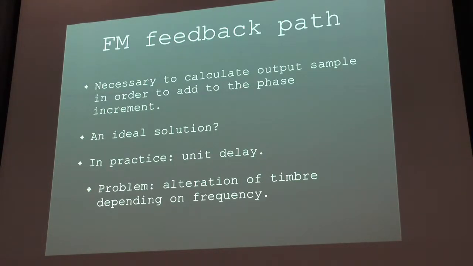So in implementing the FM feedback path, it was necessary, well, kind of necessary to calculate the output sample in order to add that output value into the input, into the phase increment input. So an ideal solution would analytically be able to resolve the instantaneous frequency calculation on a sample-by-sample basis. Basically what I mean is that you have the output simultaneous to the input, and that would be a perfect feedback system, right? But in practice, most digital implementations of feedback merely add a unit delay, so that you can just use the previous sample as part of the current input.